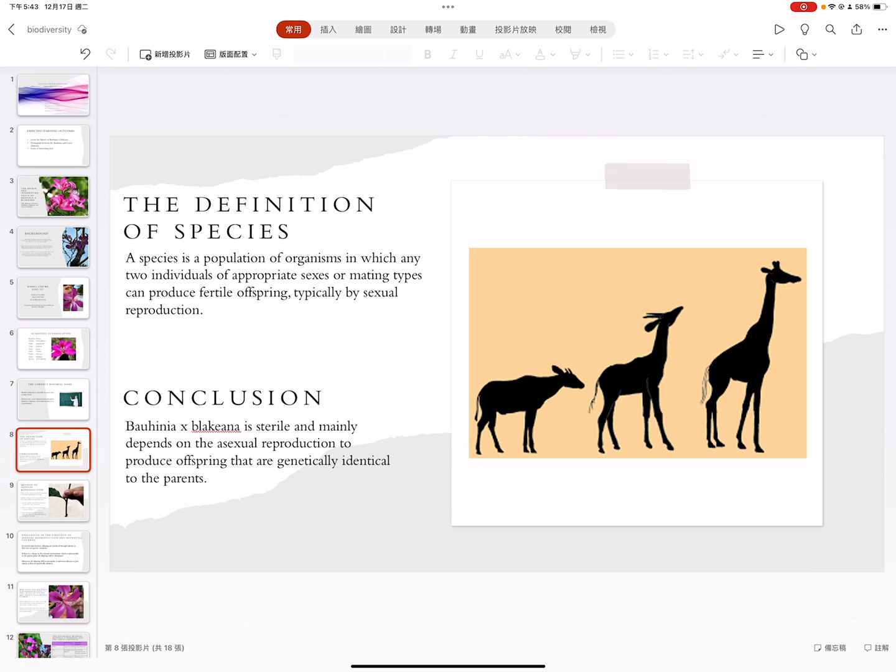Then, what conclusion shall we draw from that? Bauhinia × blakeana is sterile. It mainly depends on asexual reproduction to produce offspring. They are genetically identical to their parents. So, Bauhinia × blakeana is not a species, but a cross hybrid.